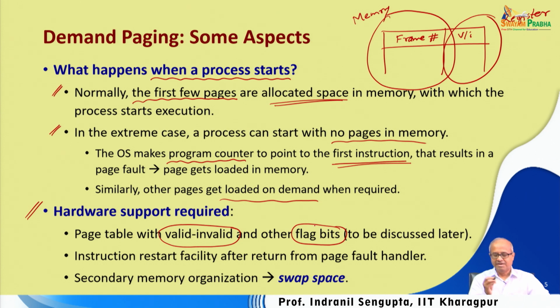This is one thing. And the second thing is that the instruction restart facility has to be supported by the computer organization, by the architecture. So, from the page fault handler, when you are returning back, you have to come back and restart that same instruction. And thirdly, we mentioned either swap space or any other part of the secondary memory where you are storing the entire process address space; you have to access the process pages from there. That support also should be there. Okay.